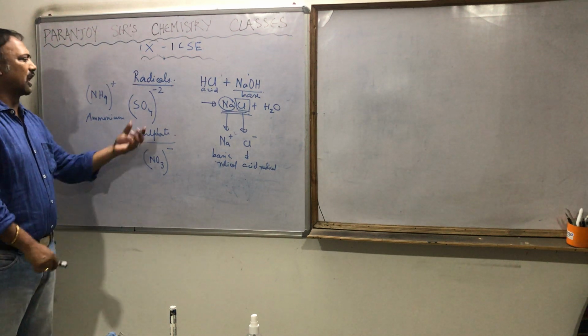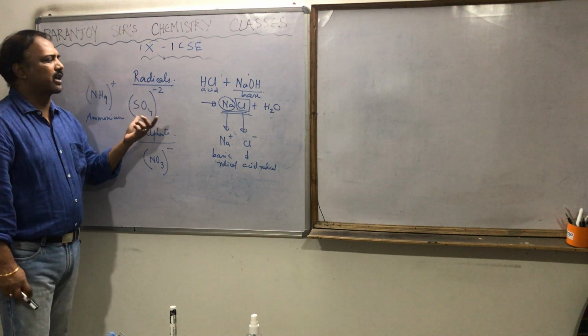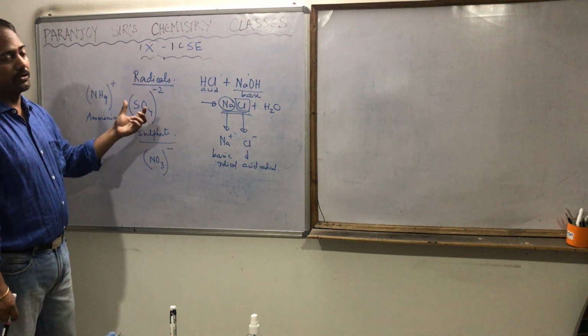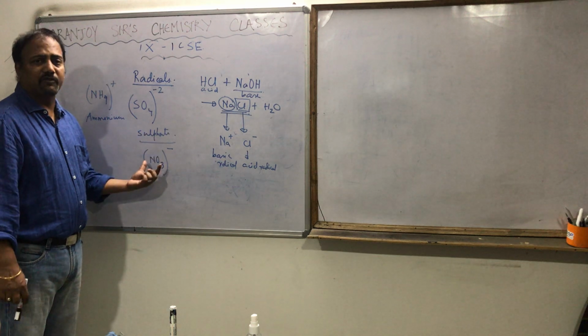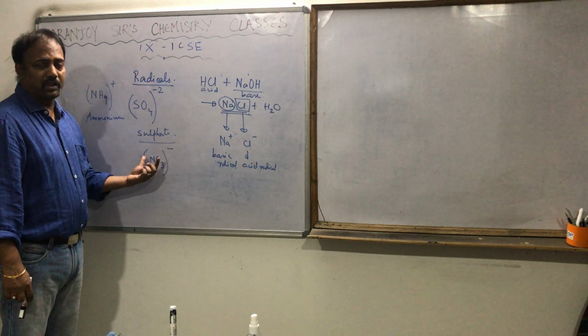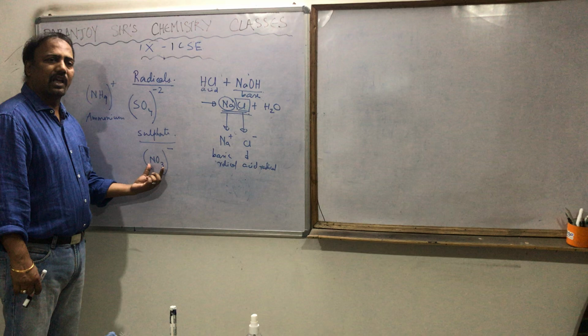Yes, so sulfate is what radical? It's coming from where? It's coming from acid, H2SO4. So it's an acid radical. Nitrate is coming from where? Nitrate is also coming from acid, HNO3, nitric acid. So that's also an acid radical.